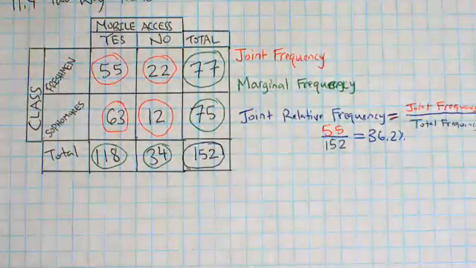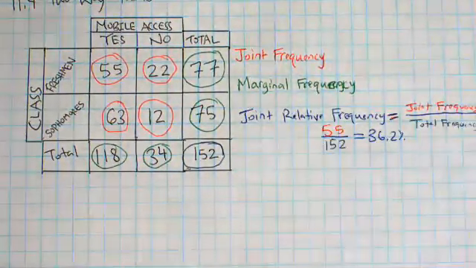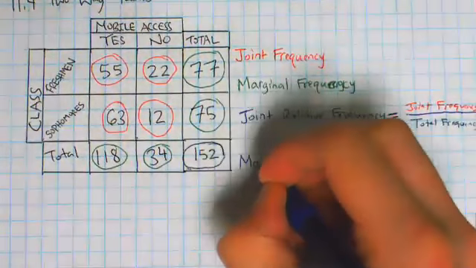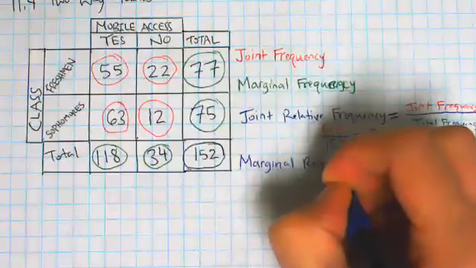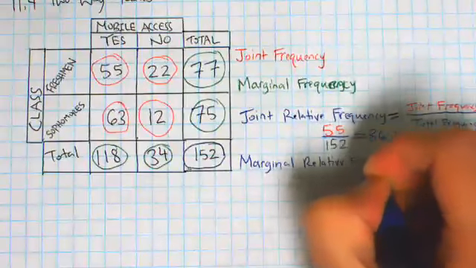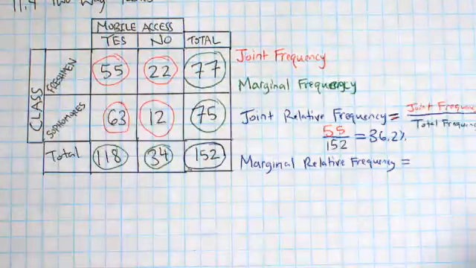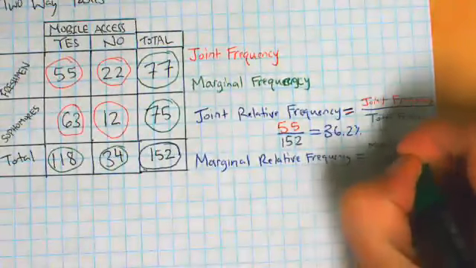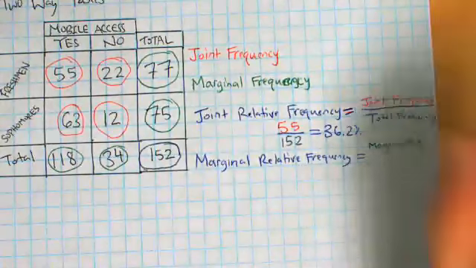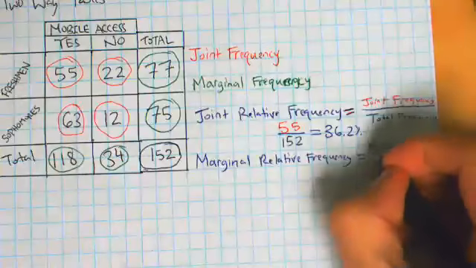All right, well, let's look at another type of relative frequency, and that would be our marginal relative frequency. So our marginal relative frequency is equal to the marginal frequency. I'm going to abbreviate frequency because I'm running out of space here. And that is once again divided by our total frequency.